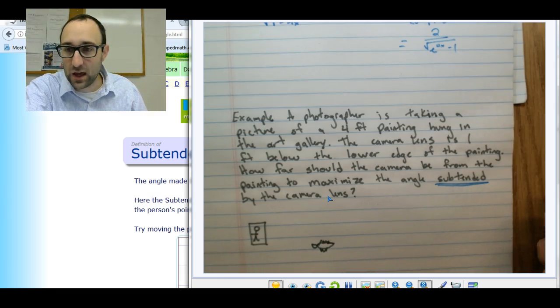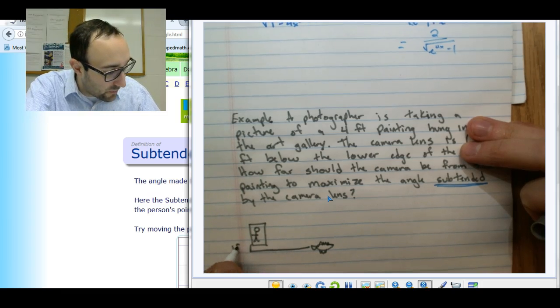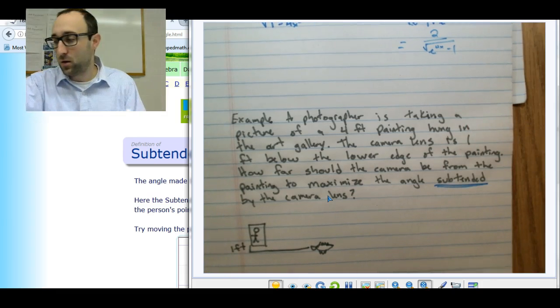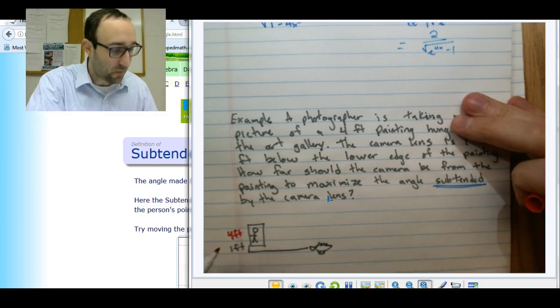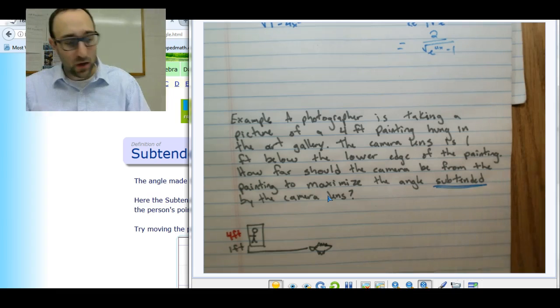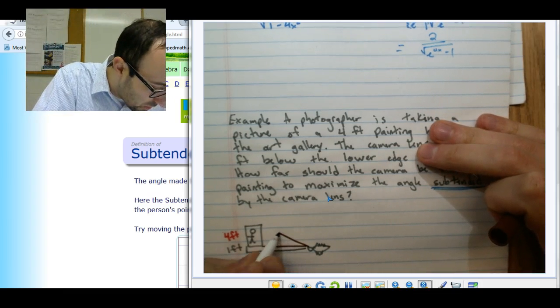That looks exactly like a camera, correct? And I know that the camera right here is 1 foot. I know that my painting is 4 feet. So what I want to know is the angle that goes from here to there.